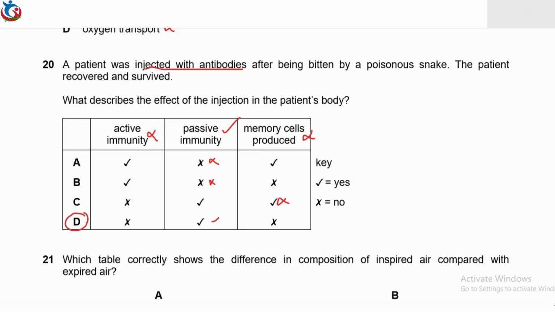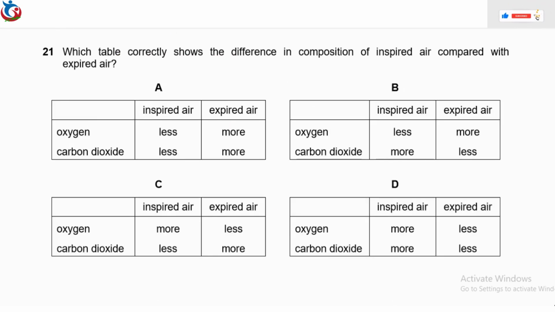So now move to question 21. Question 21 says, which table correctly shows the difference in composition of inspired air compared with expired air? Inspired air, which is inhaled air, automatically should contain more oxygen.